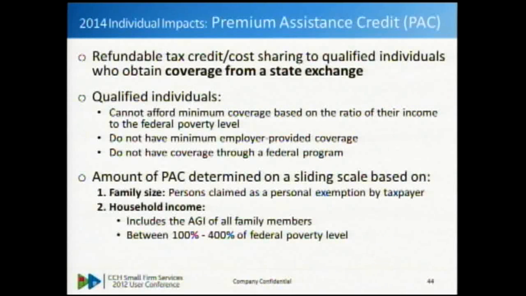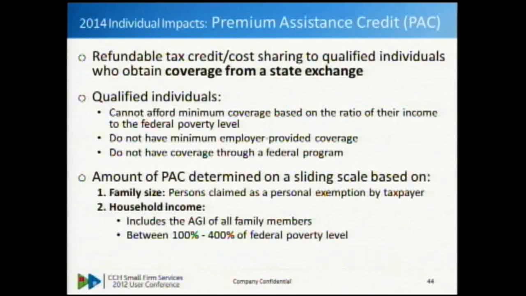Qualified individuals are those that cannot afford minimum coverage based on the ratio of their income to the federal poverty level, those who do not have minimum employer provided coverage, and those who do not have coverage through a federal program. The amount is determined on a sliding scale based on family size and household income. Household income is a new definition only for the premium assistance credit, and it pertains only to that credit. So you're not going to see it as a definition for any other forms.